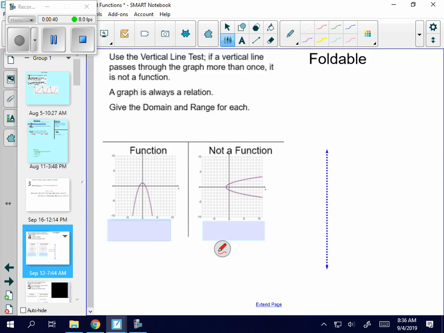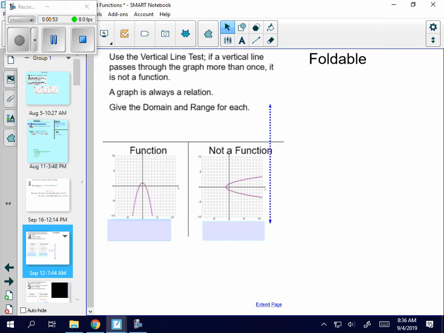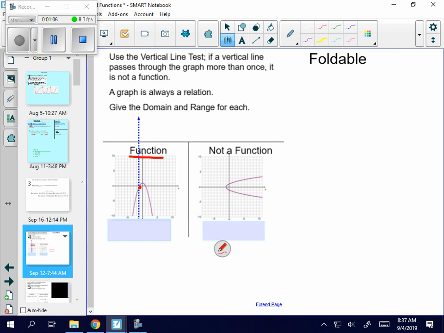All right, now we're on the foldable, the top left corner. Use the vertical line test. If a vertical line passes through the graph more than once, then it's not a function. Here's what we mean. You can use a pencil, and I've created a vertical line, and I'm going to go to this first graph. When I put this vertical line anywhere on this graph, it only touches in one spot. That's why this one is a function. Let's go over to the other one. When I take the vertical line here, you can see it's touching 2 times. That's why this one is not a function.